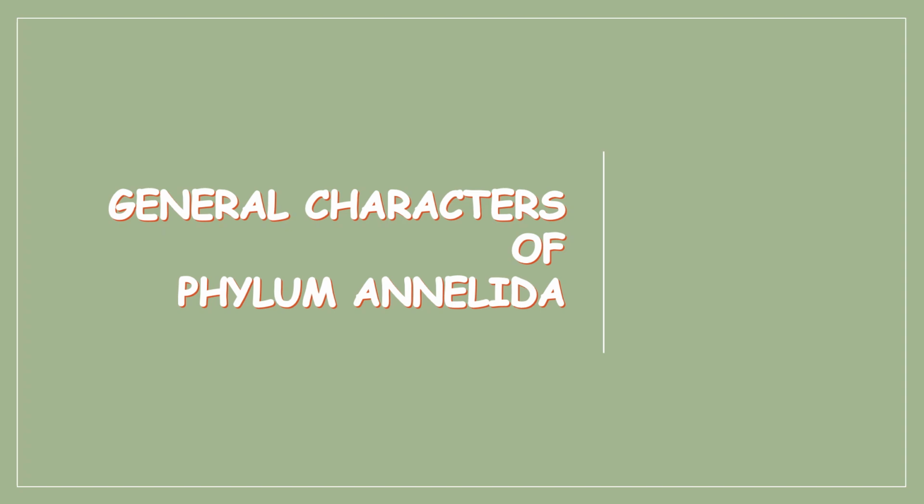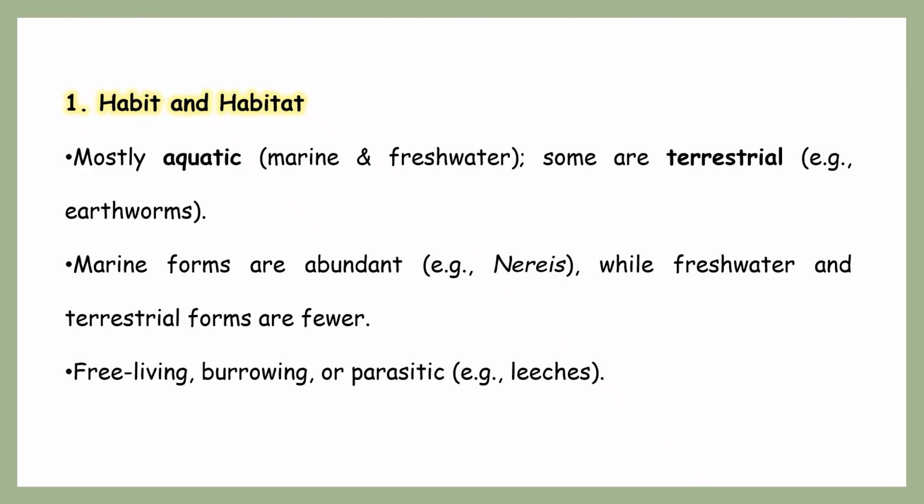So let's start with general characters of phylum Annelida. Coming to the habit and habitat of annelids, mostly they are aquatic, which includes both marine and freshwater, and some of them are terrestrial also. For example, earthworms, right? So we can observe annelids in almost all aquatic as well as terrestrial habitats.